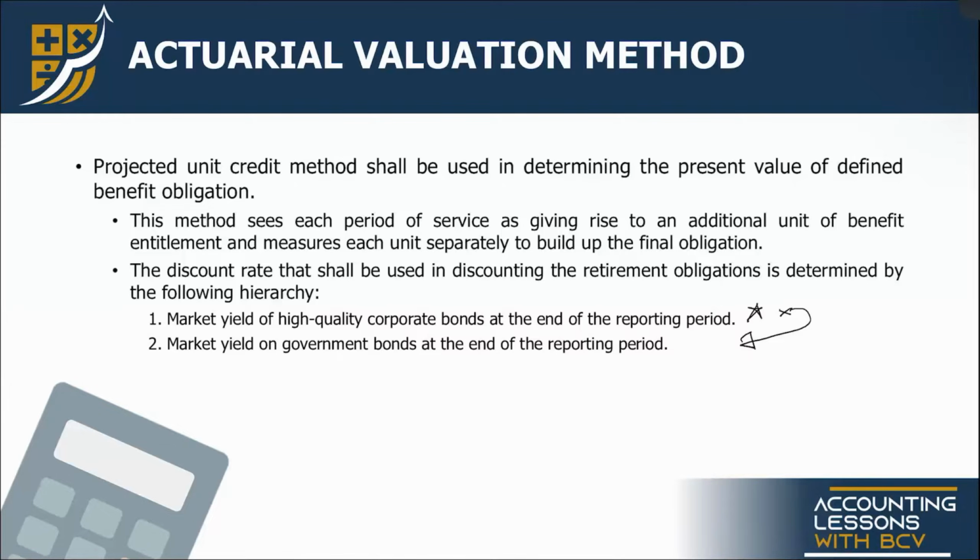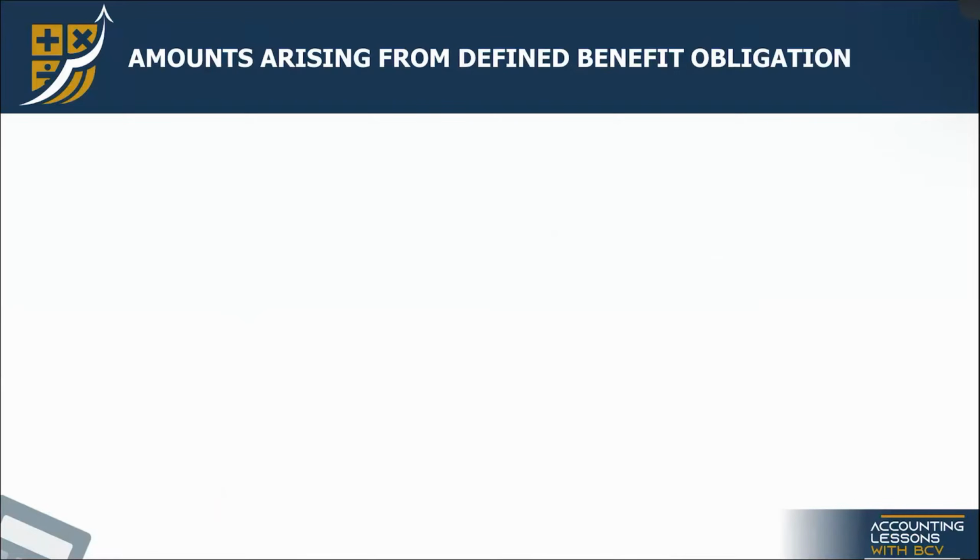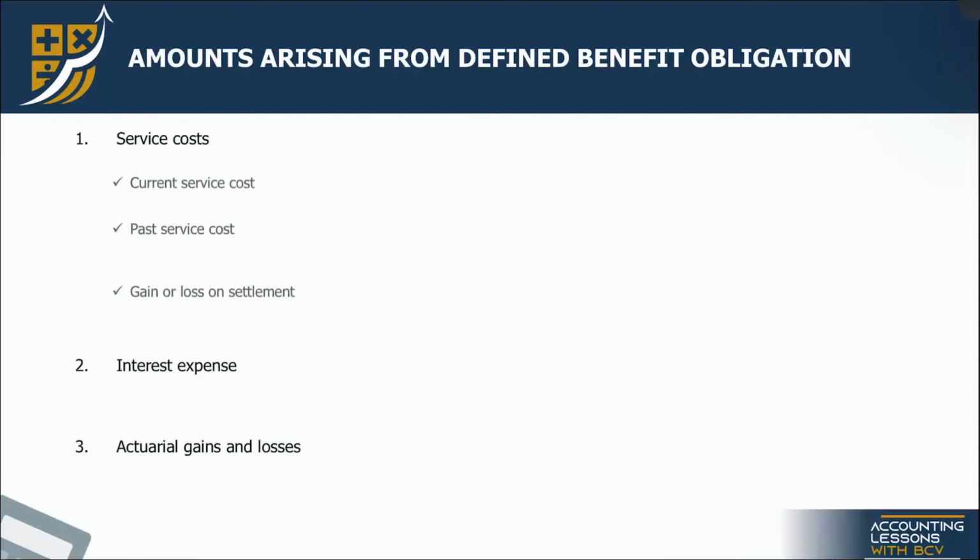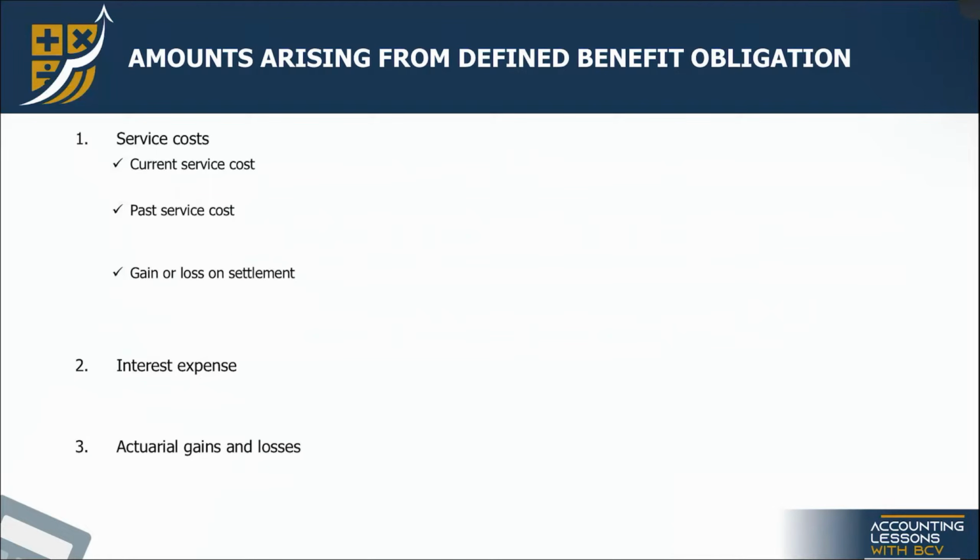Okay? Next one. What are the different amounts arising from defined benefit obligation through the use of projected unit credit method? There are three amounts, no? Actually, these are three categories of these amounts. What are those? Number one, service cost. Second, interest expense. And number three, actuarial gains and losses. Let's discuss them one by one. Under service cost, there are three subcomponents. What are those? Current service costs, past service costs, and gain or loss on settlement.